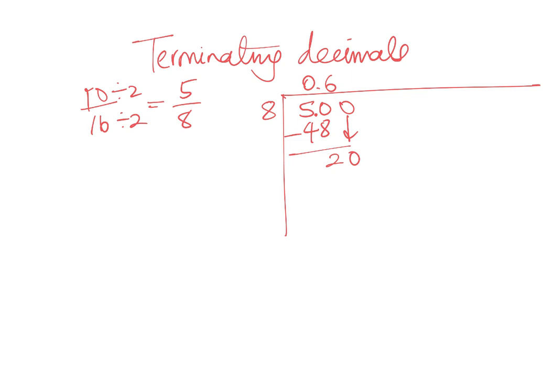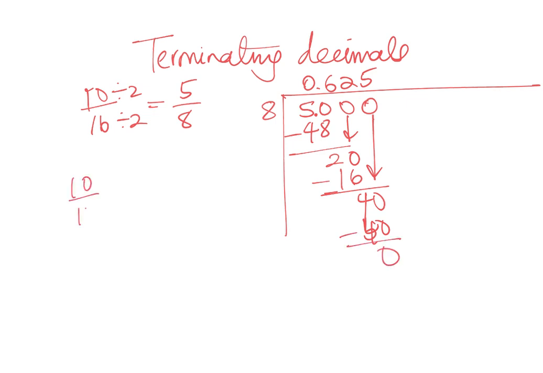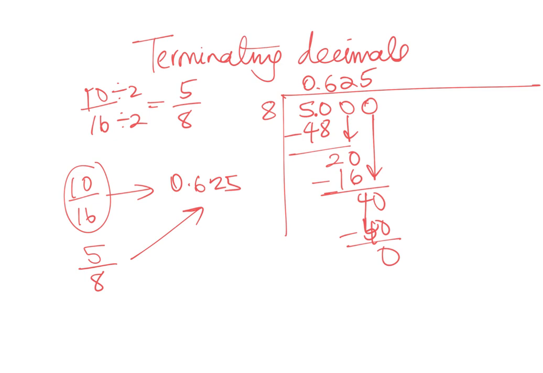8 goes into 20 2 times. 2 times 8 is 16. And then we have a 4. 8 goes into 40 5 times. 5 times 8 is 40. And then we're done. So converting 10 over 16 to a decimal, we get 0.625. But remember, we simplified that to this, and then that took us to our destination. So that is one way we can work on converting a fraction to a decimal.